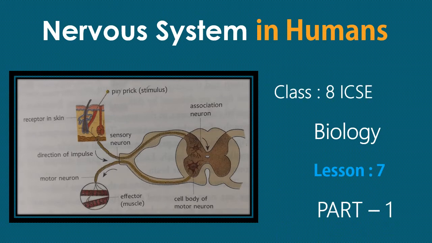Hello dear. In this video we are going to learn about the nervous system in humans. This is the 7th chapter of biology for class 8 ICSE.